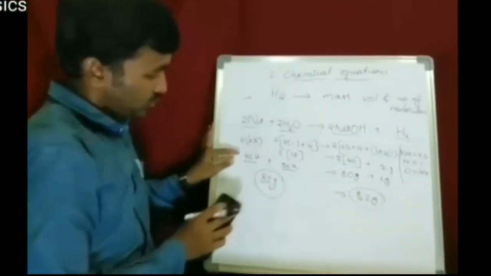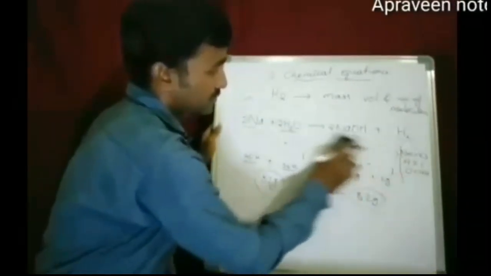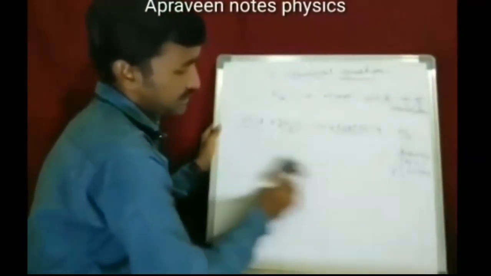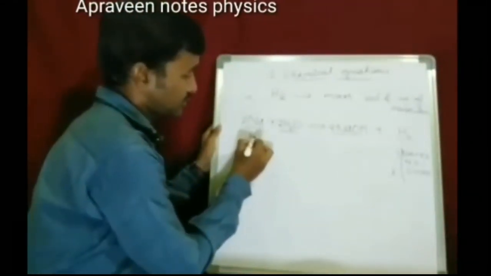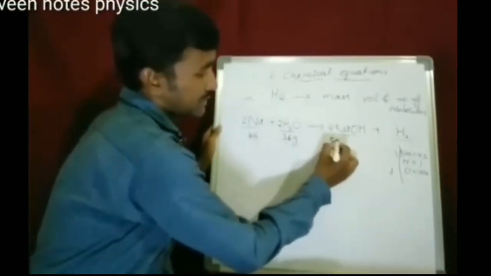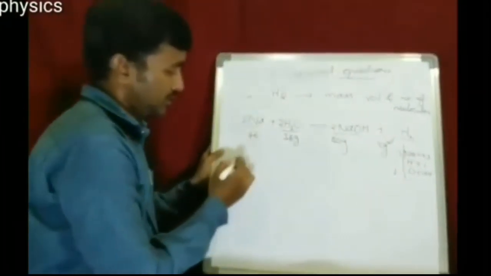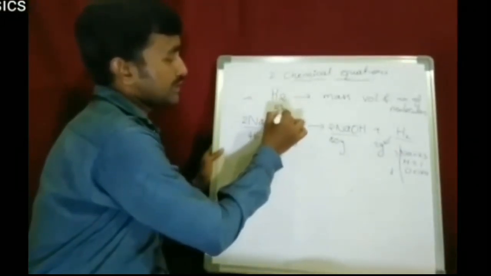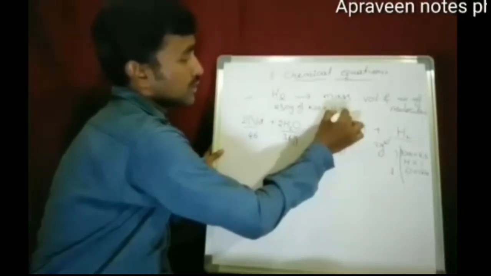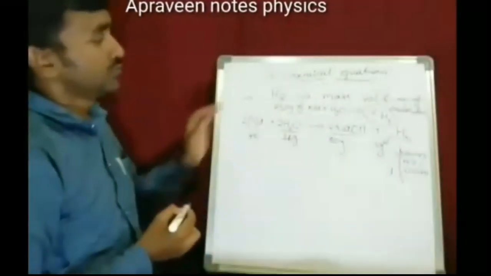I will note down these values just below the compounds, after calculating. Then you will get 46, 36, 80 and 2 grams. Then in your problem: if 230 grams of sodium react with water, what amount of hydrogen is liberated? That is the first task.